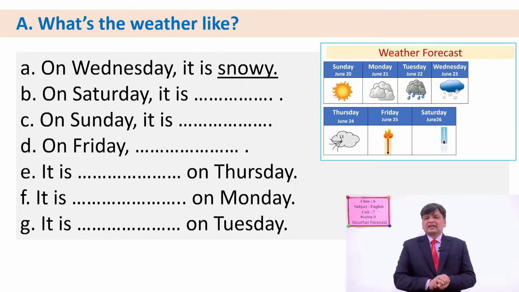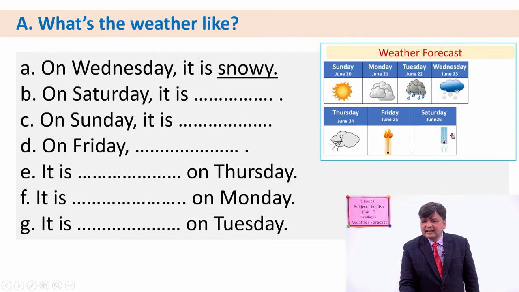So can we try this one? Okay. So the first one is an example. On Wednesday, it is snowy. Wednesday, you can see the snow, okay? So similarly, on Saturday, what it will be? Is it hot? No, okay, it's hot on Friday, good. It's cold, very good. On Saturday, it is cold.